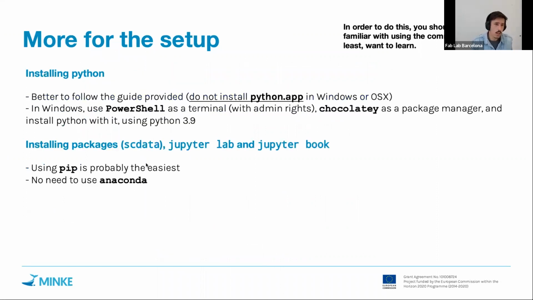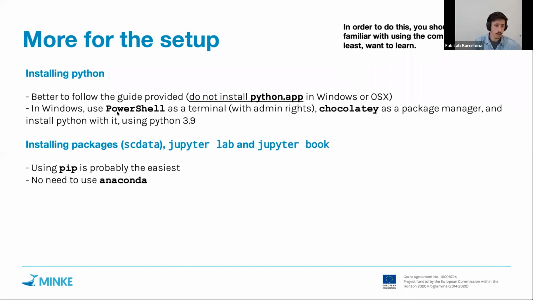So some recommendations: maybe before the next session, it will be good that you run through some of the installation process and try to run some of the examples on the Python setup, if it's the one that you're going to choose, so that in the next session we can go through and understand what the problems are. I recommend that you follow the guide that is provided on the website before, and do not install python.app or python.exe on Windows or OS X.